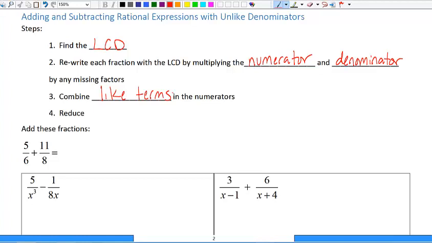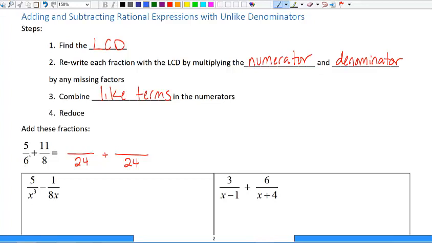So let's go back to adding 5/6 plus 11/8. I just want you to be able to add these two very simple fractions before we get to the polynomials. We said earlier when we were finding LCDs that the least common denominator was 24. So I'm not going to go through that process again. This is the same problem we just had above. So step 1, find the LCD. Step 2 is rewrite each fraction with the LCD by multiplying the numerator and the denominator by any missing factors.